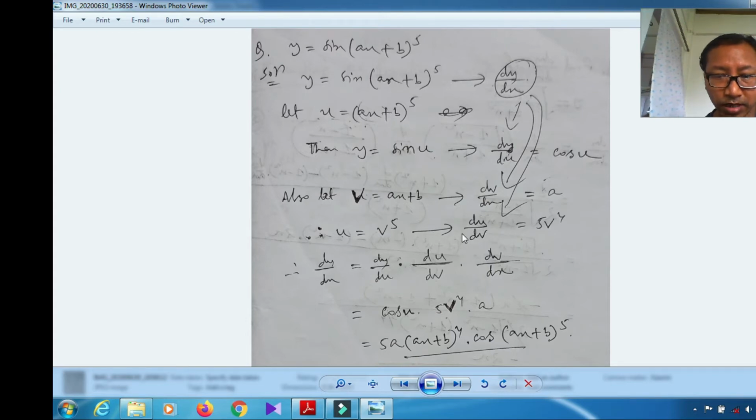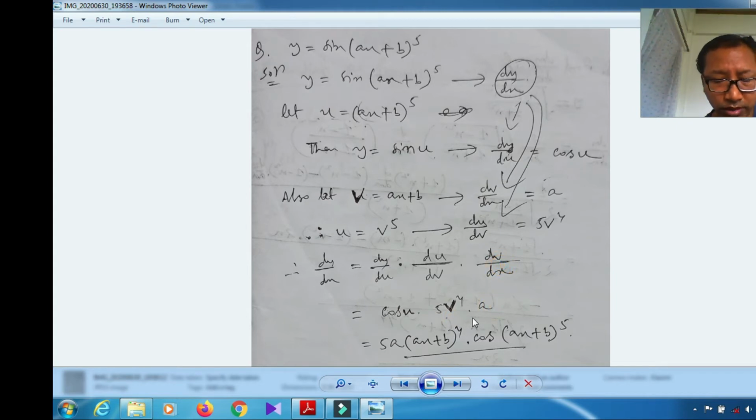Then dy by dx can be written in terms of a chain in this way. That means the multiplication of these three: dy by du, du by dv, dv by dx. If you check it, the dv can be cancelled, du can be cancelled. Ultimately it will come to dy by dx, which is same as this. Now we will put for this dy by du is cos u. This is 5v to the power 4. This is a.